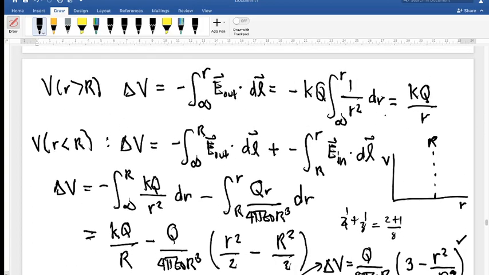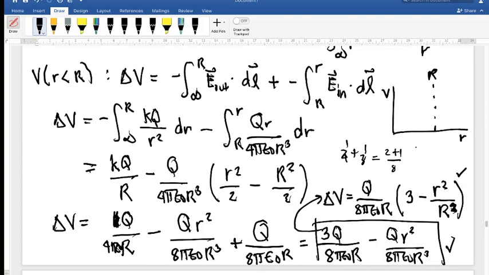Inside, the potential increases in r. So how to do that one? It increases at r, it keeps increasing until such time that it decreases again. Okay? I think that's the point of studying potential.